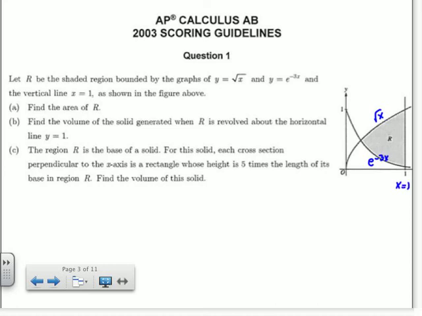Okay, so when I find my area of R, I'm going to do my top curve minus my bottom curve. So I have square root of x minus e to the negative 3x. And my x values go from right here to 1, so I need to find what that point is. So go ahead and put square root of x in for your y1, and then I'm putting e raised to the negative 3x in for my y2, and I'm going to find where they intersect.